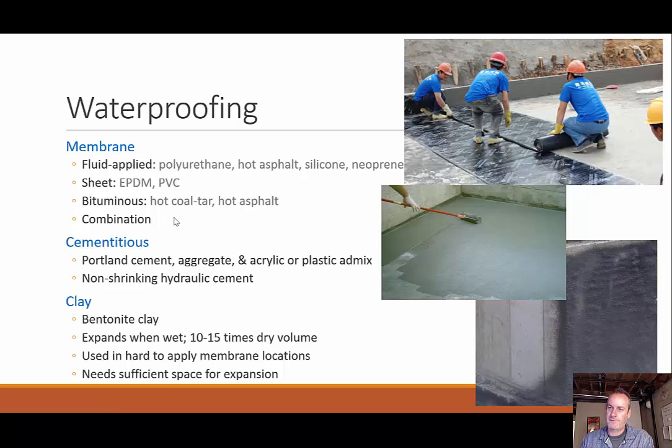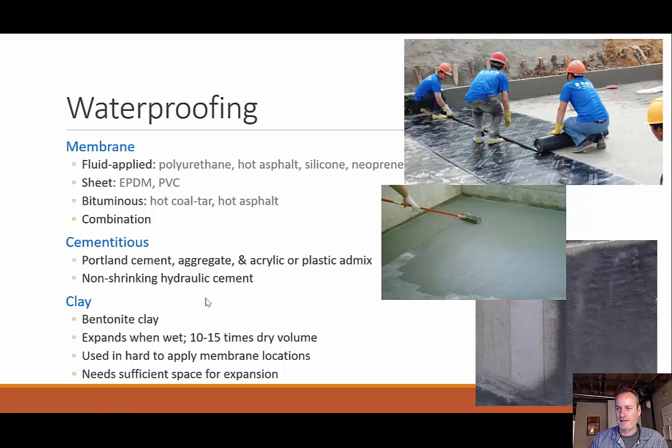Cementitious, you know about cement when we talked about concrete. Well, we can make in essence a coating to waterproof our wall made out of Portland cement, aggregate, and some kind of admixture of acrylic or plastic. Of course, it has to be non-shrinking, because if we have it shrinking, then we'd have cracking, and then we would have a non-waterproof structure. So we need this non-shrinking hydraulic cement.